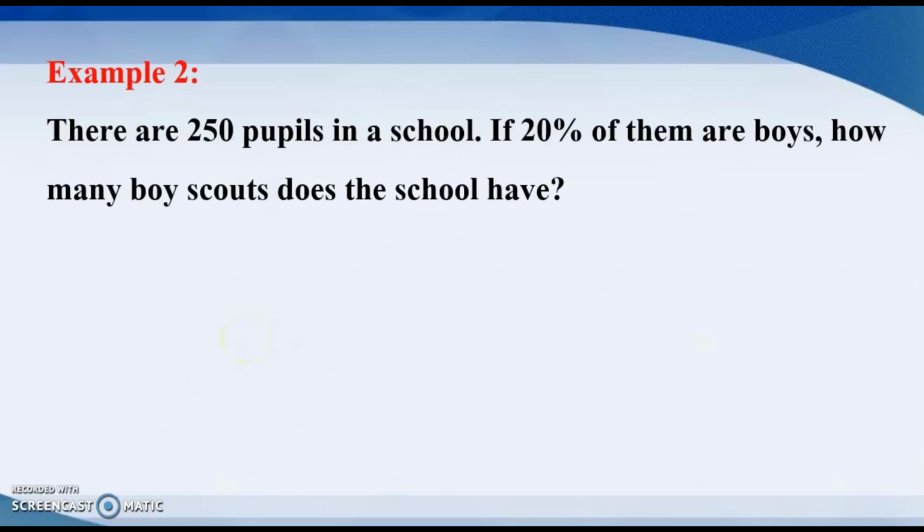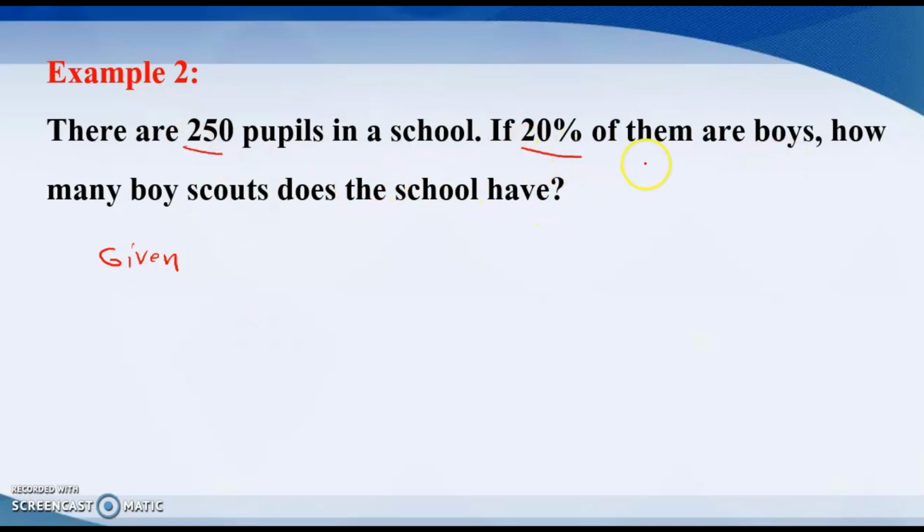So, example number 2. There are 250 pupils in a school. If 20% of them are boys, how many Boy Scouts does the school have? Okay, so let's analyze. There are 250 pupils. Let's write down the given first. So, ano kaya yung 250?